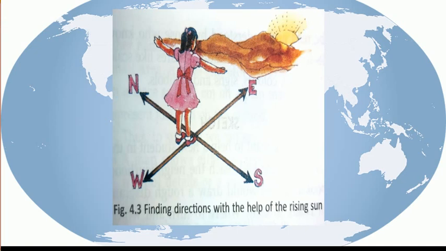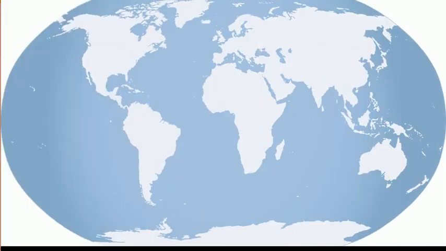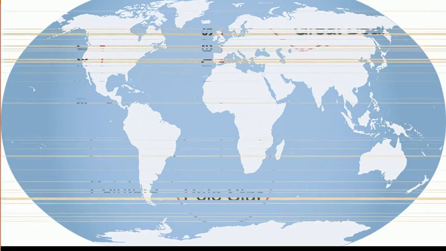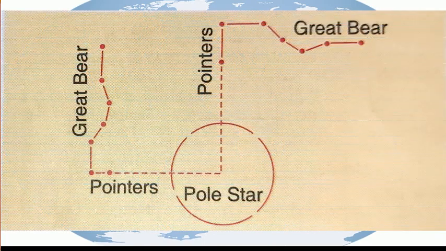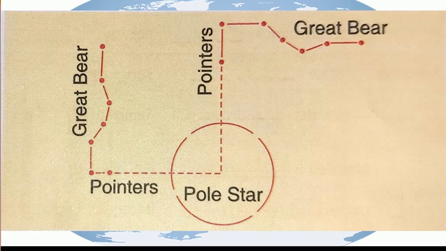Moving on to the very next method with which we can find the direction, and the second one is with the help of the pole star. Now, how can we find the direction with the help of a pole star? See, we always know that the pole star is located vertically above the North Pole.